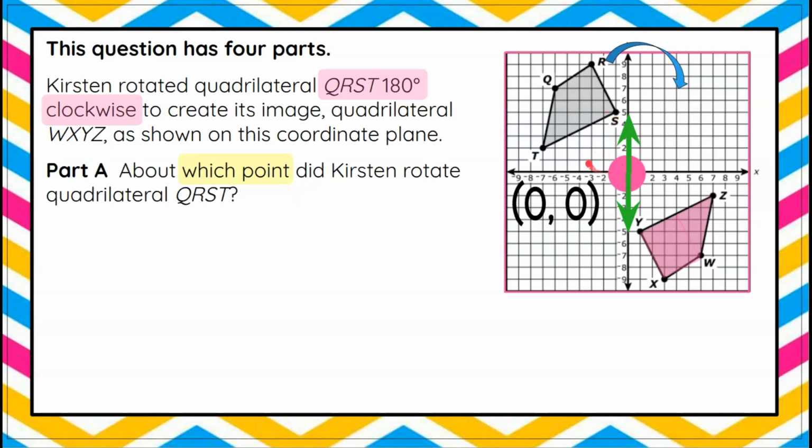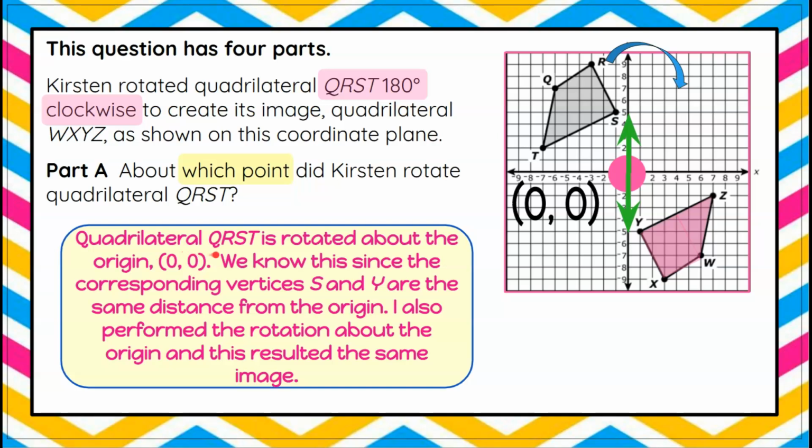So here I can see vertex R is left 3, up 9. Let's go to the right 3 and down 9. So that is proof that our quadrilateral QRST is rotated about the origin 0, 0. We know this since the corresponding vertices S and Y are the same distance from the origin. I also performed the rotation about the origin, and this resulted in the same image.